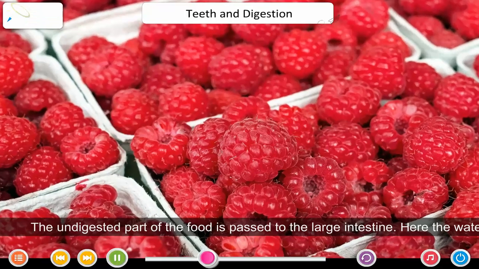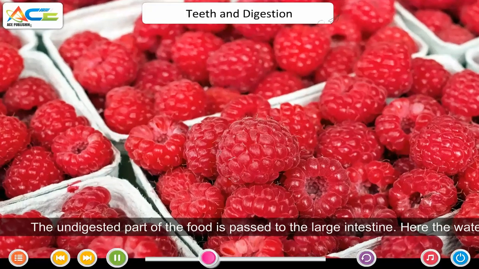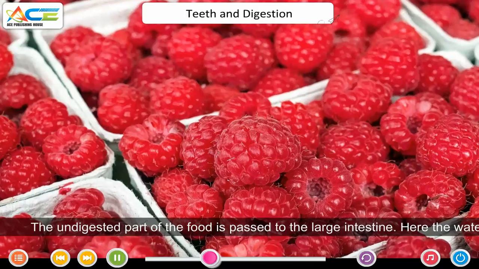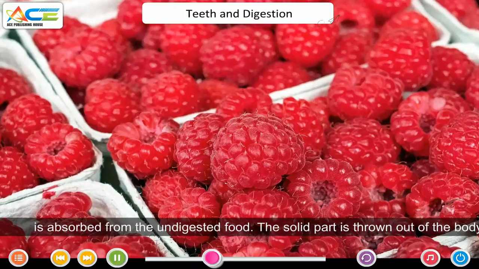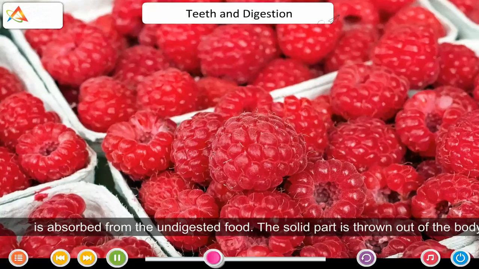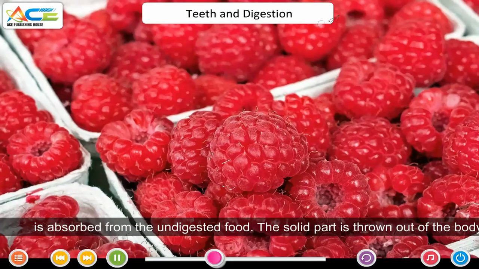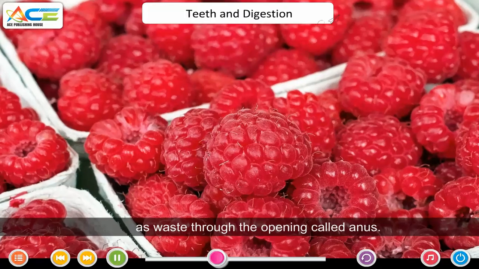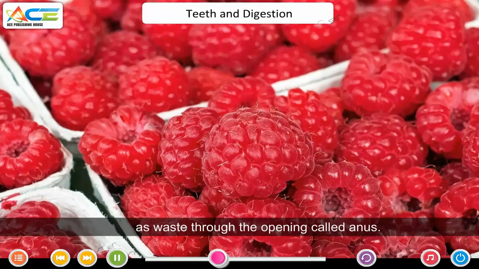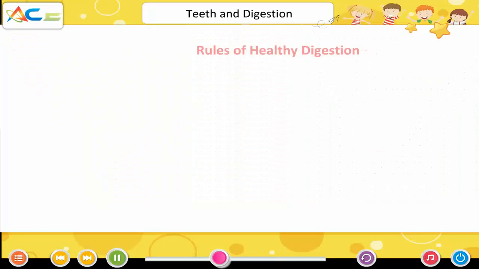Undigested food. The undigested part of the food is passed to the large intestine. Here the water is absorbed from the undigested food. The solid part is thrown out of the body as waste through the opening called anus.